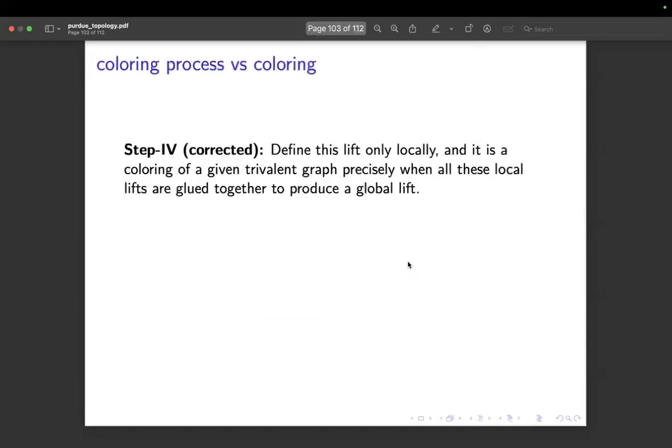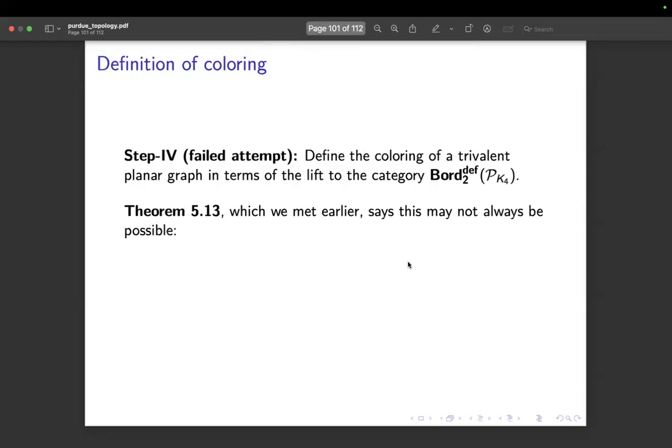Okay. So then the correct step is to define this lift only locally. And it is a coloring of a given trivalent graph precisely when all these local lifts are glued together to produce a global lift. So I forgot to mention that picture, but in the picture with the Tait correspondence, if you saw on the right, there was a seed sort of thing going on. And that seed sort of thing has a property that, let me see if I can go back quickly.